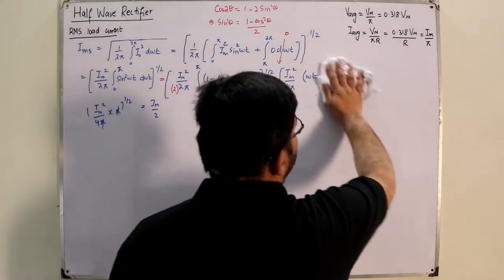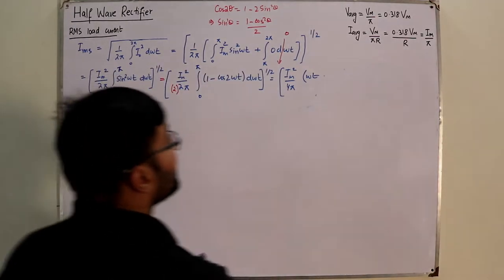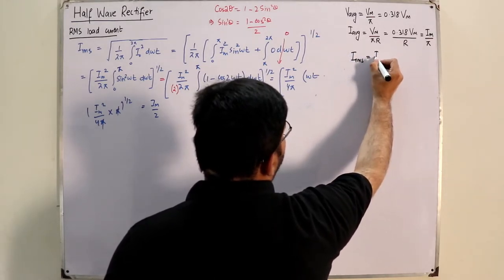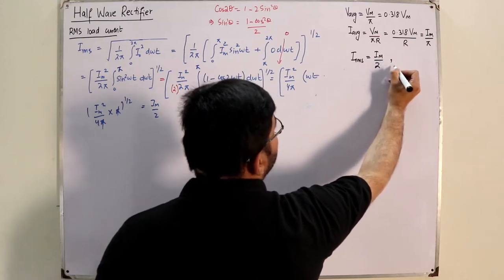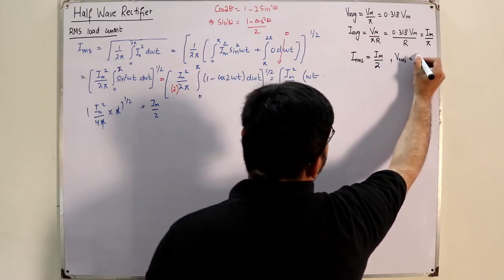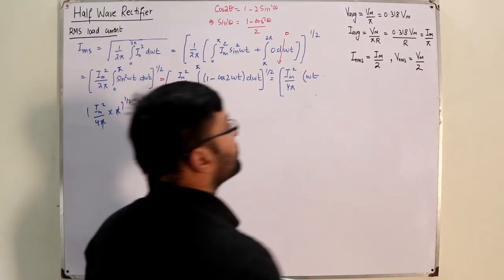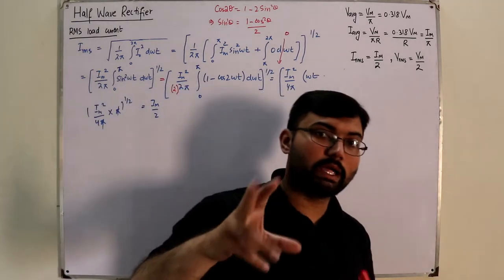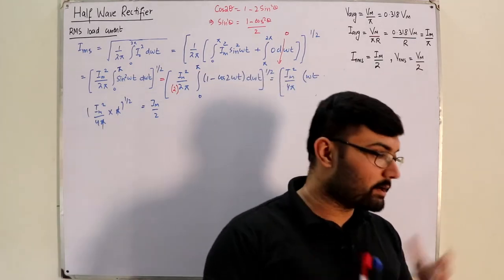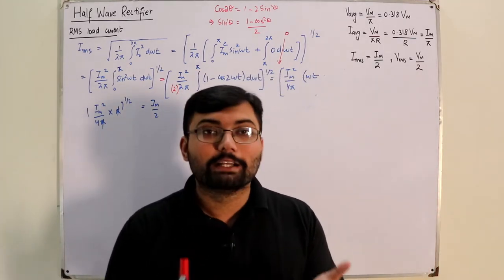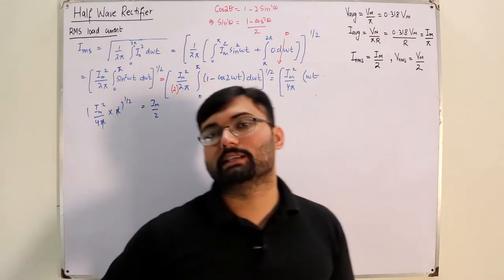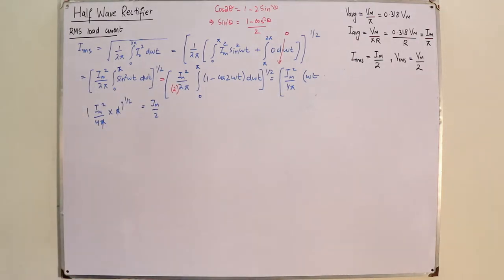I can remove this, for instance, that my IRMS is Im upon 2. Similarly, my VRMS would be Vm upon 2. Now, don't confuse it with the original input value. You know from your basics that it's Vm upon root 2. I also got confused while proving this, but then I remembered that this is for a rectified output, where we don't have one full cycle. So this is for the RMS voltage and the current.